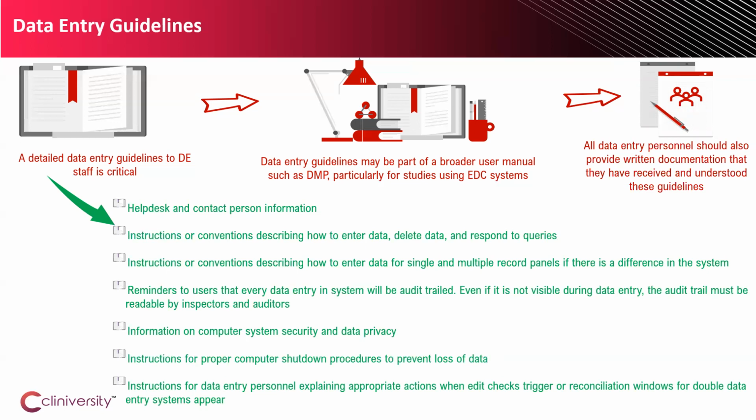Reminders to users that a date time stamp and a username are recorded as a part of their audit trail for every record. The audit trail may not be visible depending on the system that they are using. Even if it is not visible, the audit trail must be readable by the inspectors and the auditors. This has to be clarified to them.